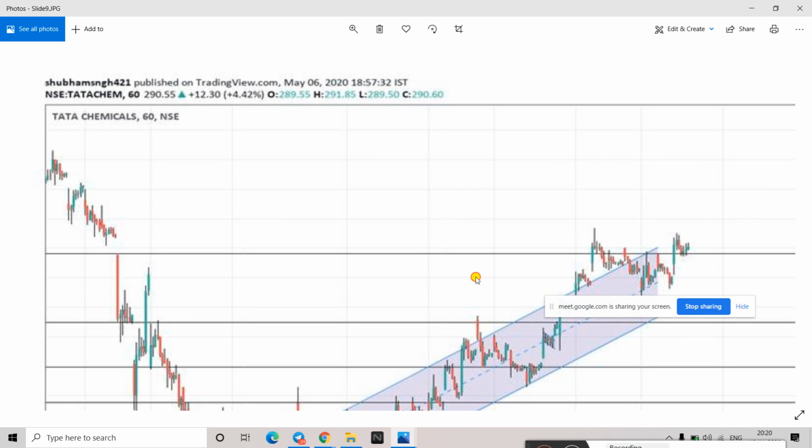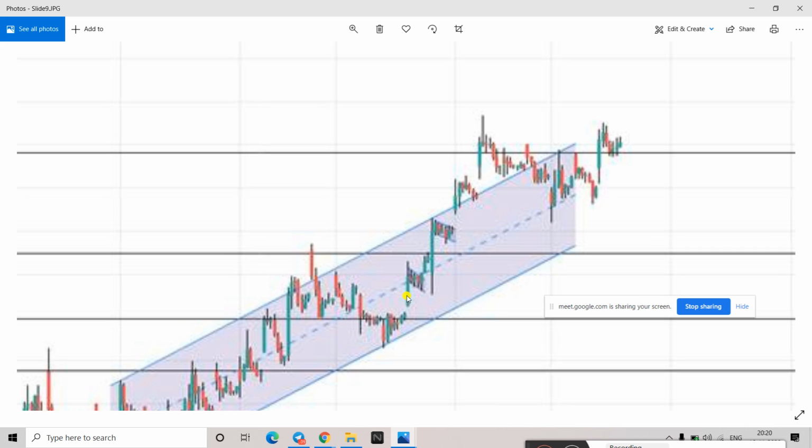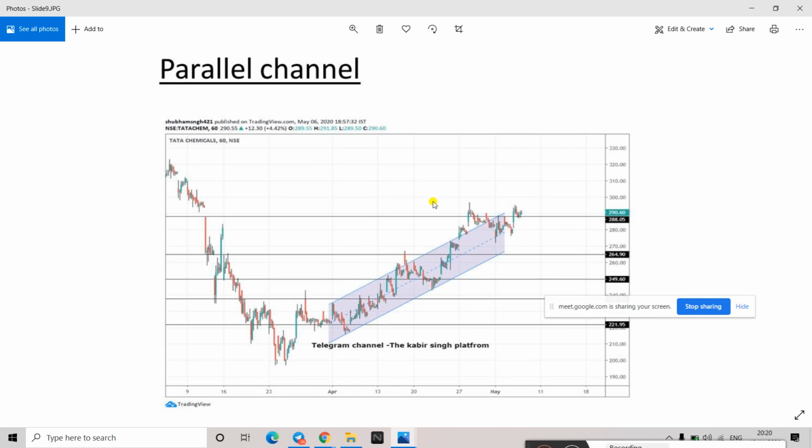So if you can see it here, this is also a flag kind of a pattern, not that much clear. After a good candle, there was consolidation happening here, and then again it went up. Again after a big candle, again small candles in a flag kind of a pattern, and then again it went up. So this is known as parallel trading.